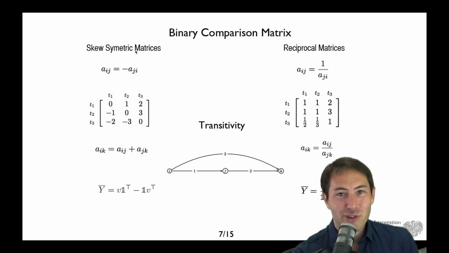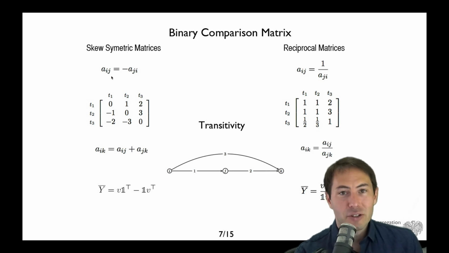For a binary comparison matrix, you can have two frameworks describing this. You can have what's referred to as skew-symmetric matrices. These are matrices where every entry A_ij is equal to the negation of A_ji. And so what we're really saying here is that for every entry, and this is very much like what our matrix looked like, the diagonal is 0, but A_1,2 is actually the negation of A_2,1. And the same thing holds across the whole board.